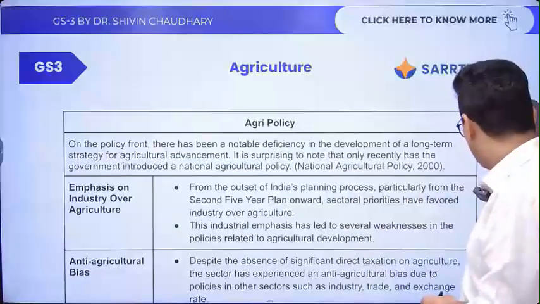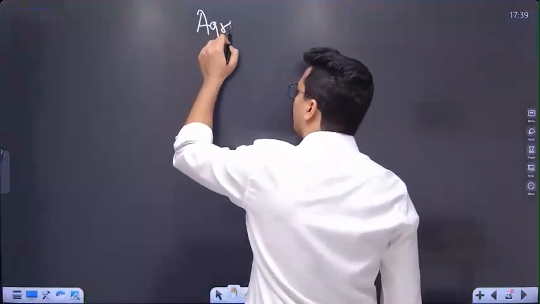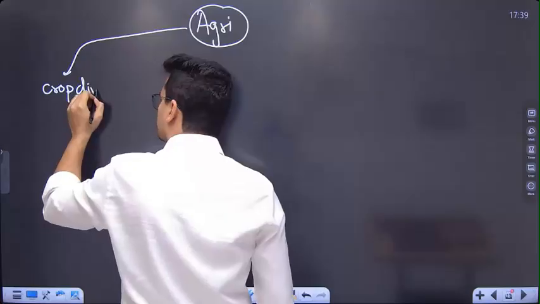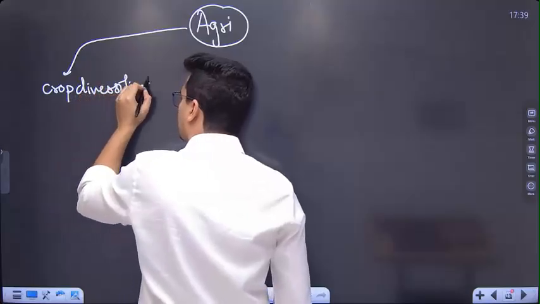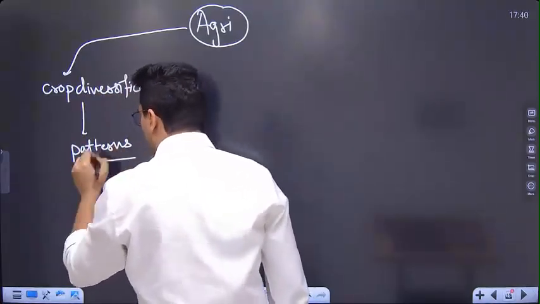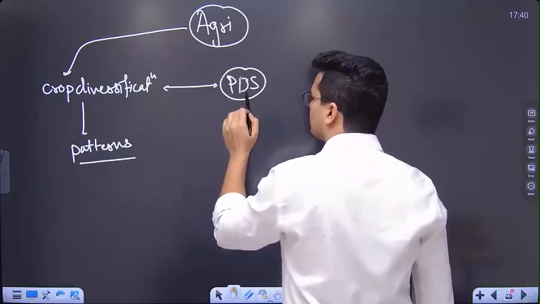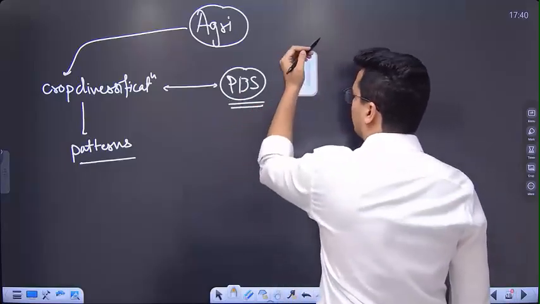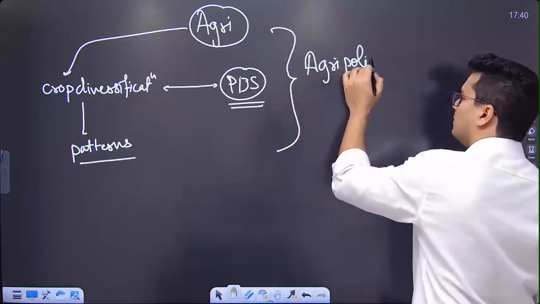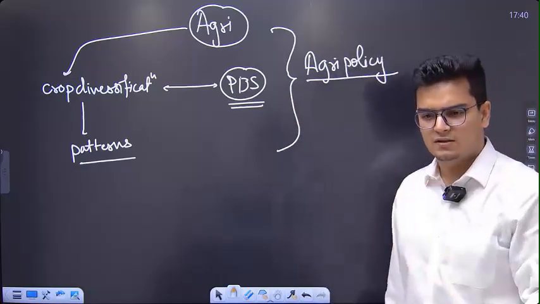All right. Now, in agriculture, finally, we are left with a couple of topics. One is the topic of crop diversification and cropping patterns. Linked to this is the idea of public distribution system. And linked to this, or rather linked to this overall, is the idea of agricultural policy in India. But these are not big topics. We have already studied most of agriculture.